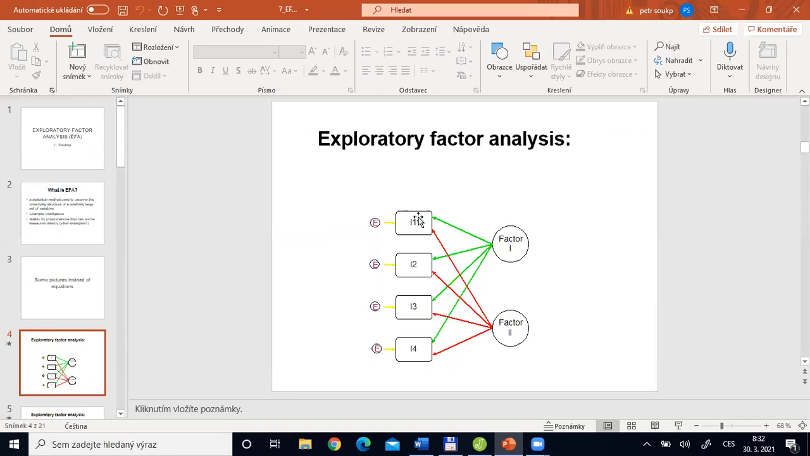The main goal of exploratory factor analysis is to find these relationships, which are these green lines or red lines. So these are arrows starting from the factor and going to individual variables.